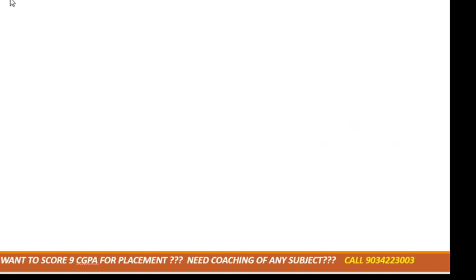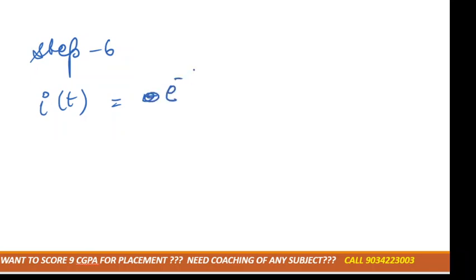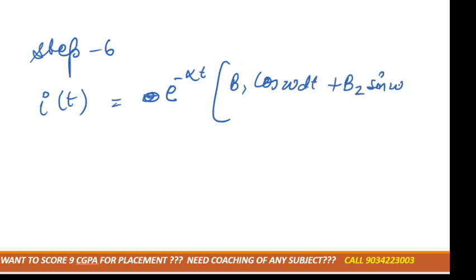So in step number 6 we can put the values in the equation, that is I of t is equal to e raised to power minus alpha t, b1 cos of omega d t plus b2 sine of omega d t. Got it? Now alpha we know, b1 we know, b2 we know, all the values we already know, so we'll get it.